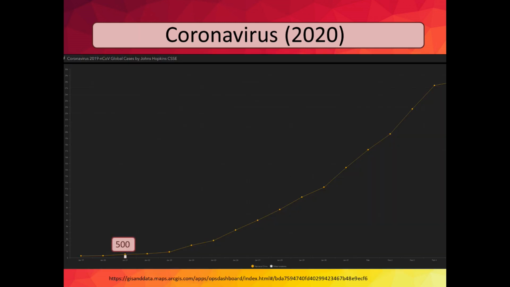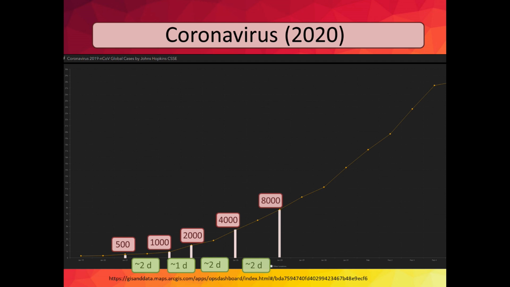If we look on January 21st, we can see that there's 500 officially diagnosed cases. About 2 days later, there's 1,000 cases. About 1 day later, there's another 2,000 cases total. About 2 days after that, it's doubled again to 4,000. And 2 days after that, it's doubled again to 8,000. 3.5 days later, it's doubled again to 16,000.